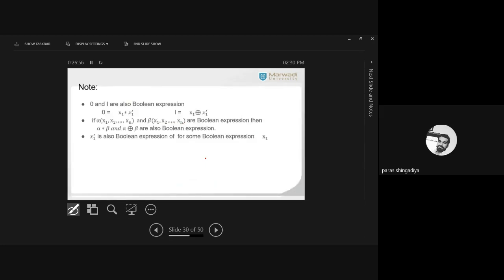Okay, and now some of the properties: 0 and I are Boolean expressions. What does it mean? The 0 element can be expressed as x1 star x1 dash, and the I element can be expressed as x1 ring sum x1 dash. Clear? As per our property, the GCD of x with x dash should be the 0 element, and the LCM of x with x dash should be the I element. GCD can be expressed by using the star, and LCM by using the ring sum. So here the x1 notation is used. So x1 star x1 dash will be the 0 element, and x1 ring sum x1 dash will be the I element.